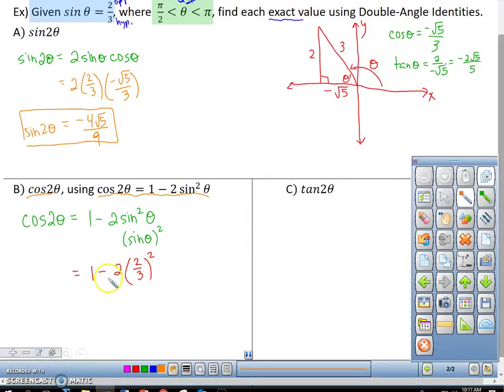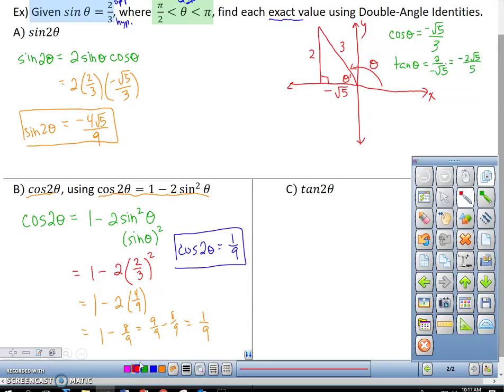Then simplifying order of operations, this would become 1 minus 2 times 4/9. And this would become 1 minus 8/9. And 1 is 9/9, so we have 9/9 minus 8/9, which gives us 1/9. So we can conclude then that our cosine of 2 theta is equal to 1/9.